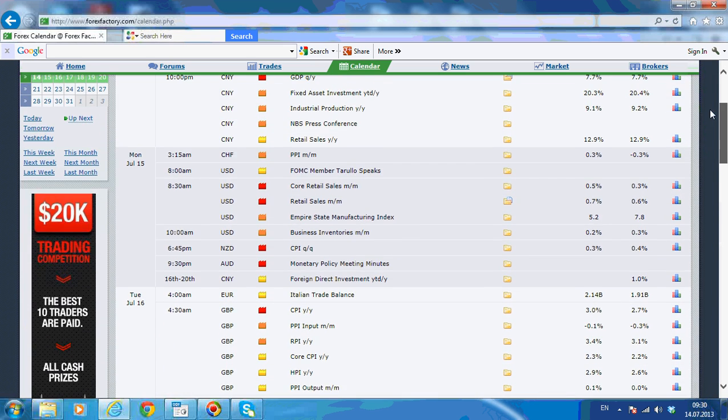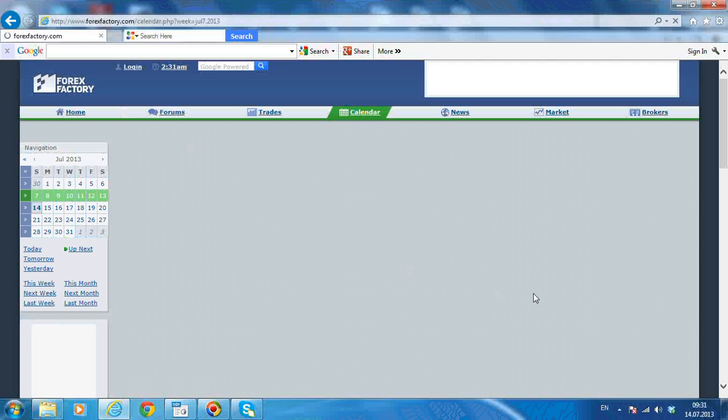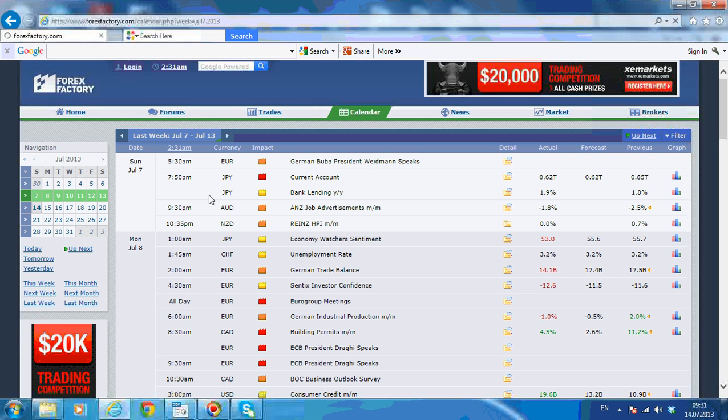Coming back to the economic calendar, this is the calendar for this week. See here, from the 14th until the 20th, and if you click here on the left, this is the economic calendar for the previous week. And see, all the releases have been completed, and the results are written here in the actual data.